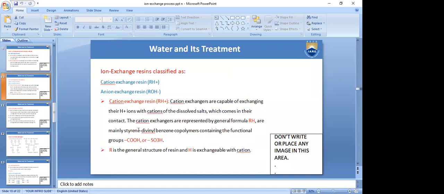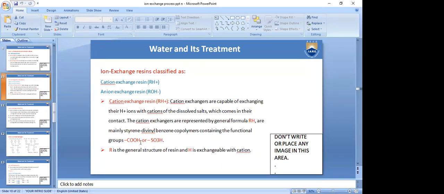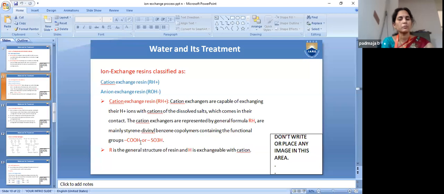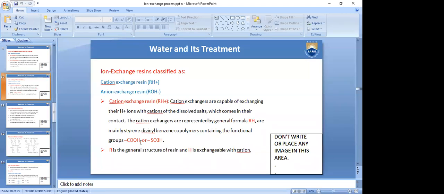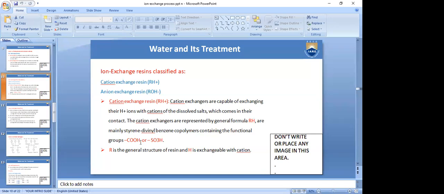Tell me, what is cation exchange resin? Students, you already wrote it in the notes. Styrene divinyl benzene copolymers containing the functional group sulfonate group or carboxylic group.